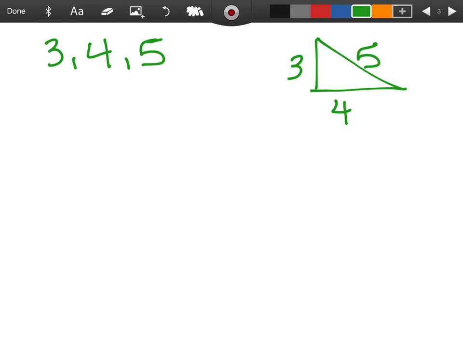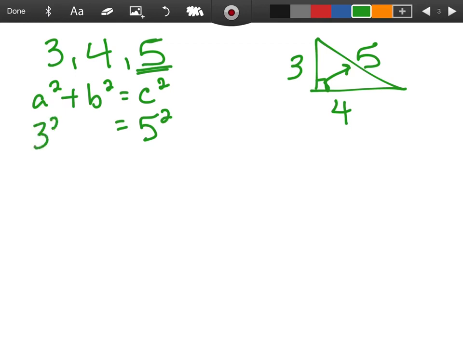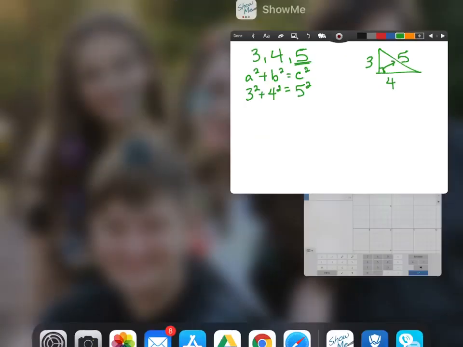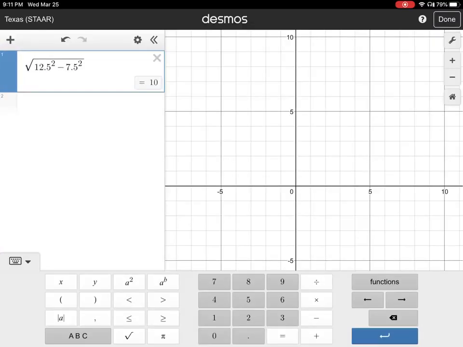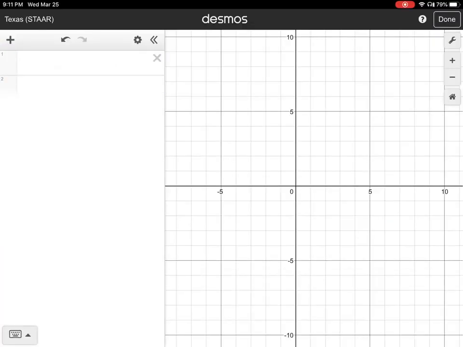So we're going to put it in our formula. Here's my square. There's my hypotenuse. So a squared plus b squared equals c squared. Remember, the largest number is always your c. So that would be 5 squared. 3 is my smallest. 4 is my middle number. Well, I can put this in my calculator. 3 squared plus 4 squared. Okay, so I'm going to come over here.